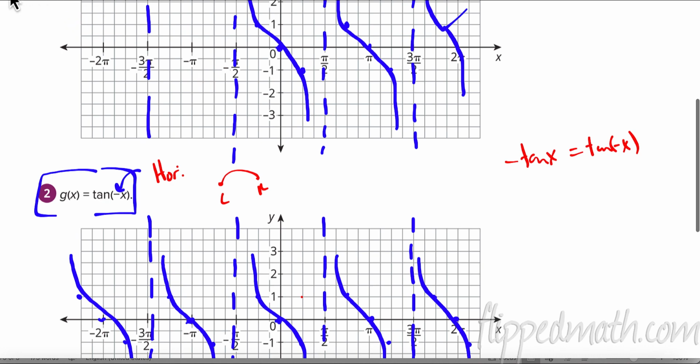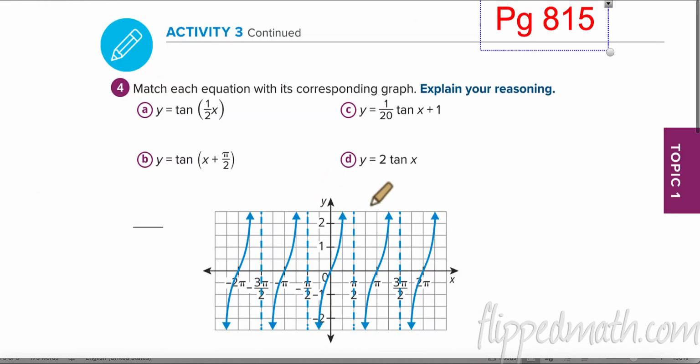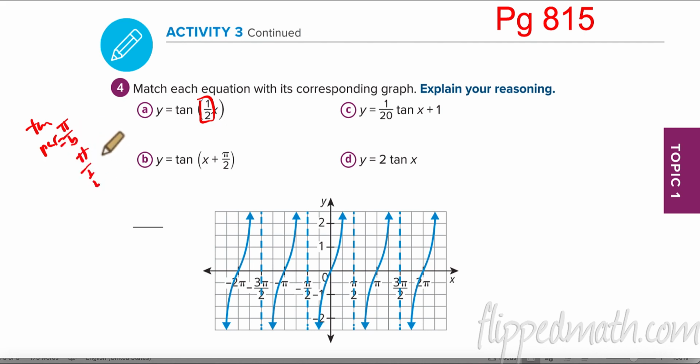Interesting. But this leads us to how all transformations work out, right? So this is 1/2. That changes our period. We know the period for tangent is pi over b. That's how we find it. So now this is pi over 1/2, or 2 pi. So I'm looking for a period that is much wider.